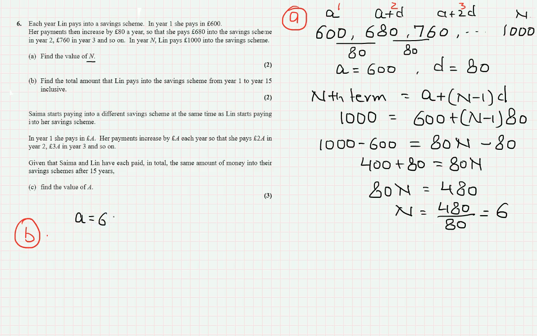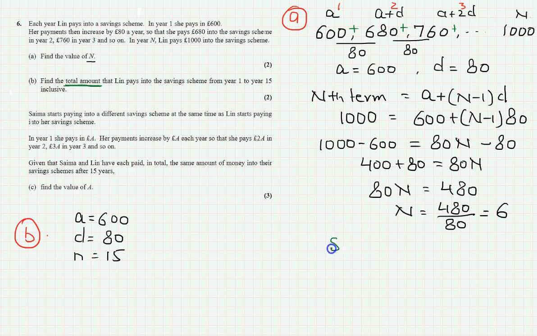So here a is equal to, everything remains the same. First payment was 600, difference was 80, and for 15 years, so n is equal to 15. So part B is asking the total amount, meaning the sum of all, the total amount she pays for 15 years.